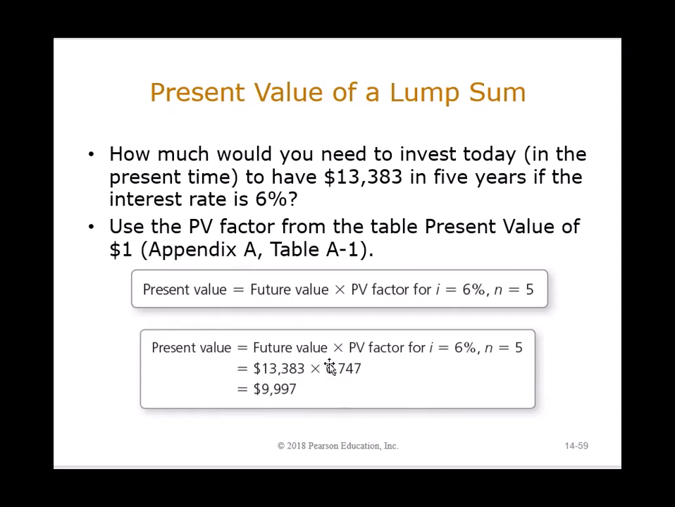In this case, our factor is 0.747. You should be able to look at the table and find that, and that's where we can compute present value. So we could just take the amount times that present value factor, and we get present value. So that's just kind of an example of how we can use those charts for our calculations.